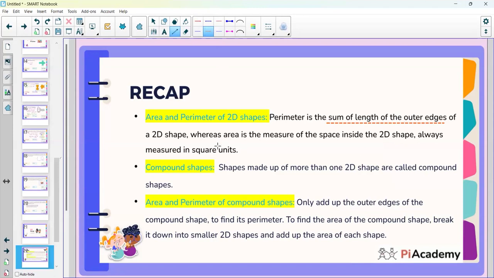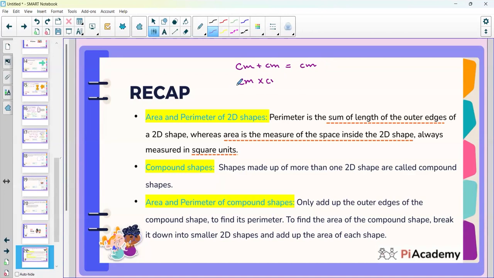Okay. And then what is the area? It is the measure of space inside the 2D shape, or the total amount of space in the 2D shape. Area is always measured in square units. It is because when you add 2 units, you get a perimeter. That is the units of length. But when you multiply 2 units, as happens in case of area, you will get squared unit. This is why area is measured in squared units.